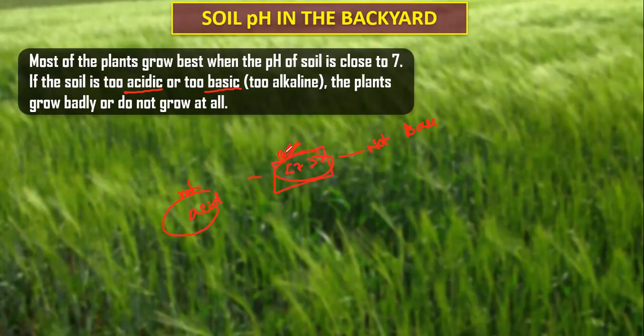Then only there is good growth in plants. Otherwise the plants do not grow at all, or grow badly. So the soil should not be too basic or too acidic. It may be equal to 7, less than 7 or greater than 7, but it should be near the neutral value, that is pH equal to 7. If the soil pH is near 7, there is good growth of plants.